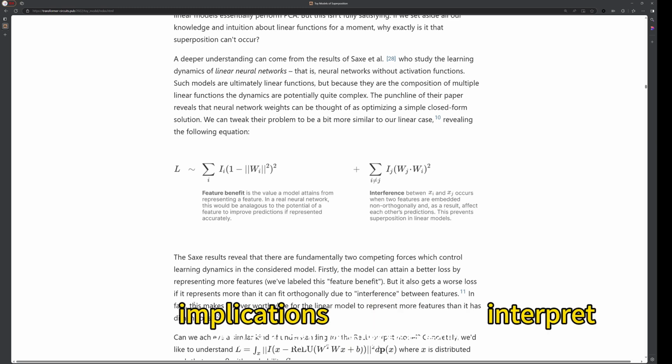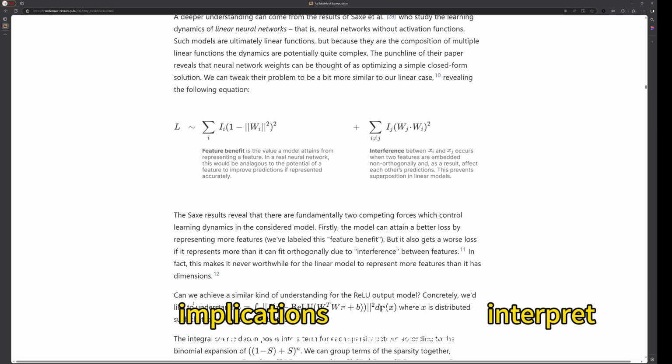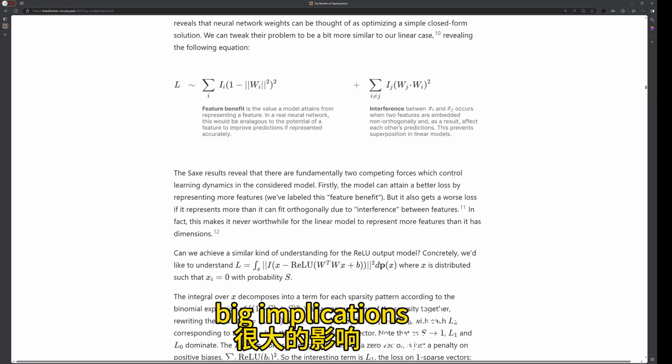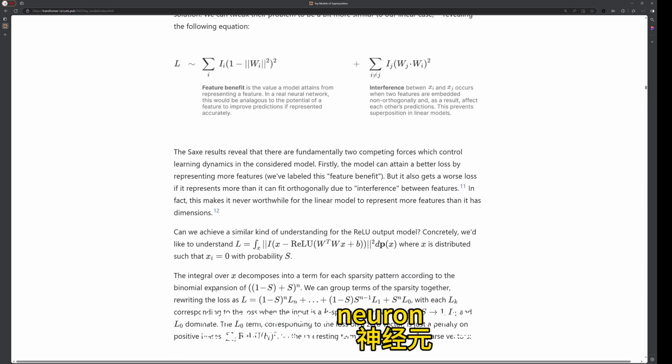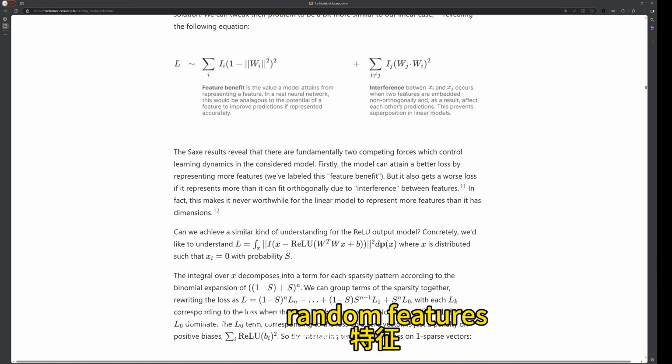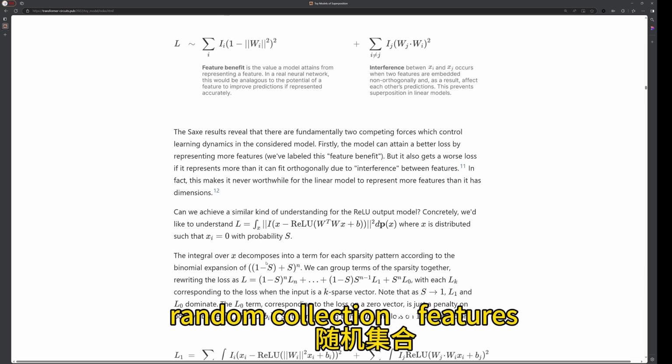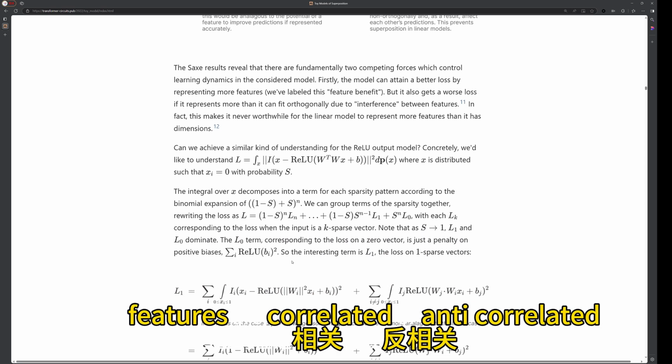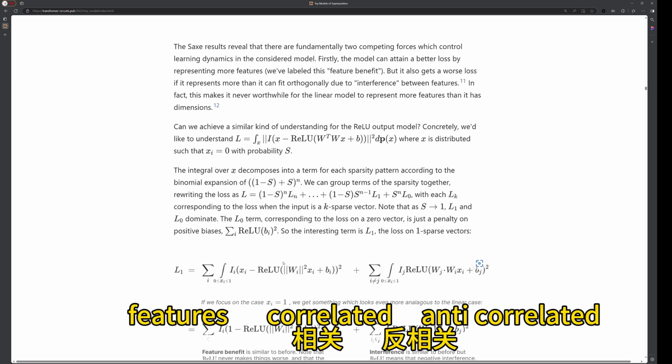So this has implications then for how we interpret what's going on. Big implications. Like if we see a neuron that seems to be responding to a bunch of random features, it might actually be because those features are correlated. Or anti-correlated, right?